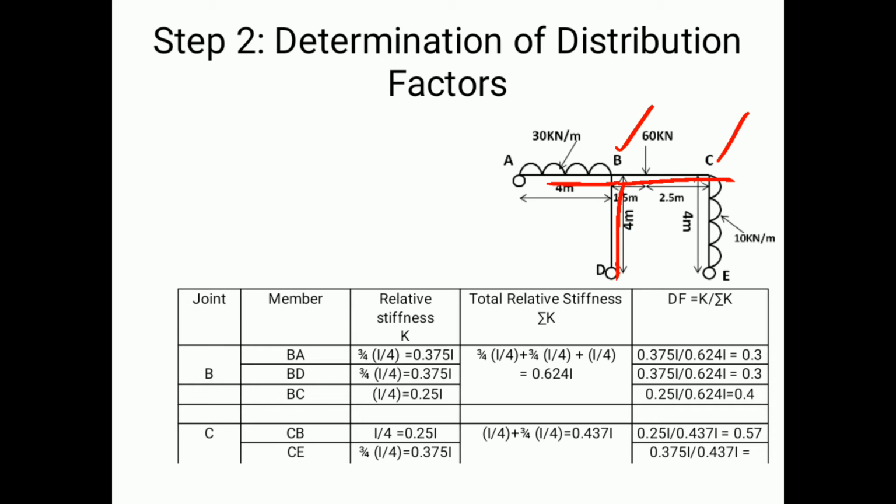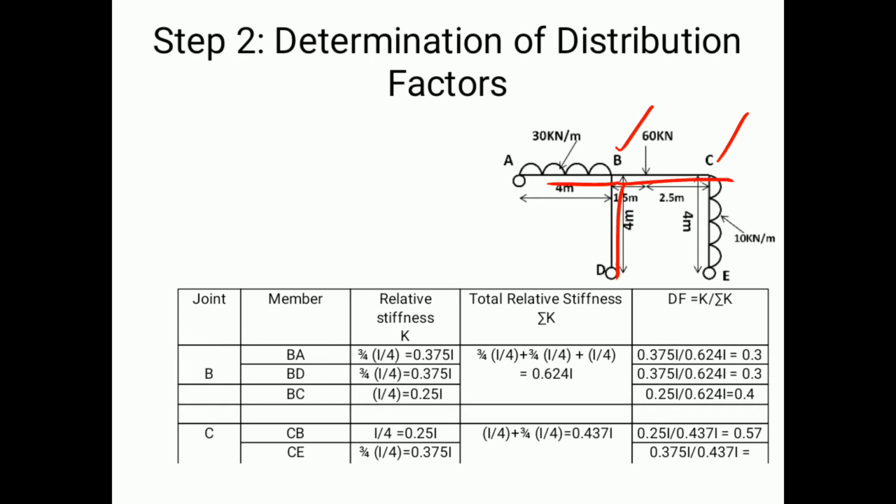So I just repeated, when we consider the overall frame here, B and C are the two joints, wherein from B as the origin point there are three members passing through B, that is BA, BC and BD. We are supposed to find the distribution factors for those from B as a joint. So: joint, member, relative stiffness, total stiffness and distribution factor. For joint B: BA, BD and BC.